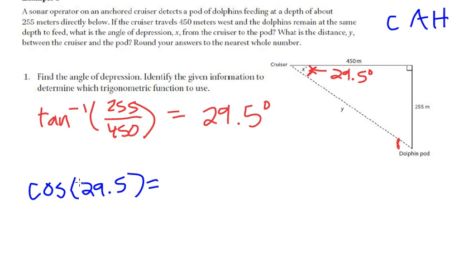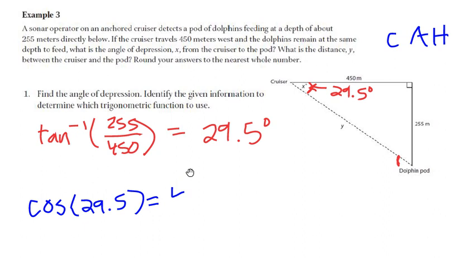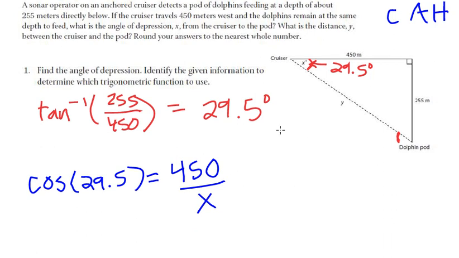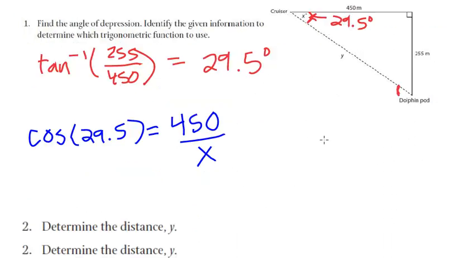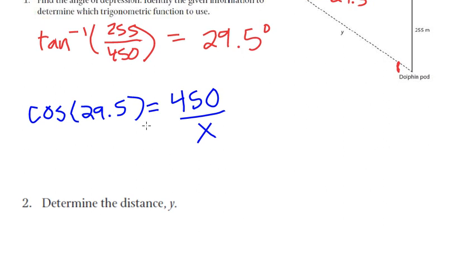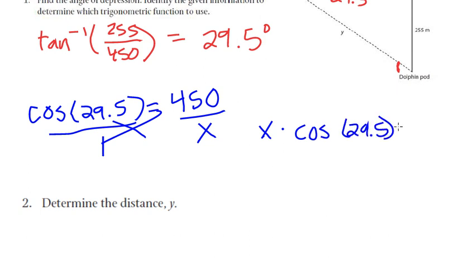So the cosine of 29.5 is equal to the adjacent, which is going to be 450, over the hypotenuse, which is x. So at this point, or technically it's actually y, but same thing. So we now need to solve for that distance there. So when we cross multiply, we get that x multiplied by the cosine of 29.5 is equal to 450.